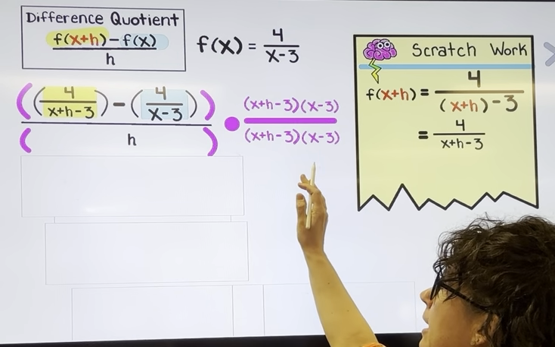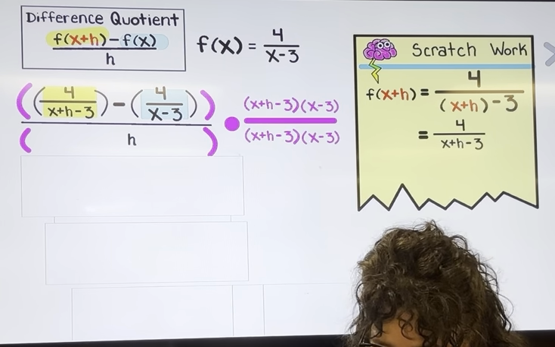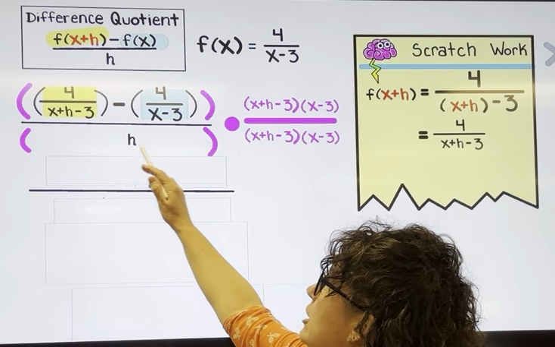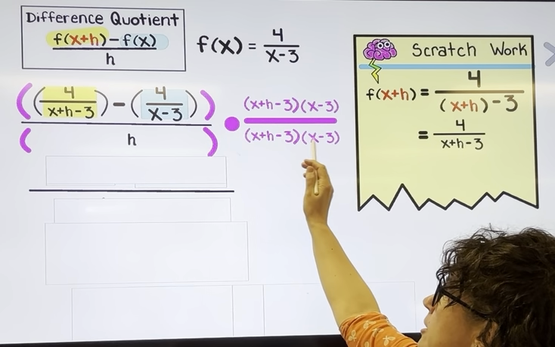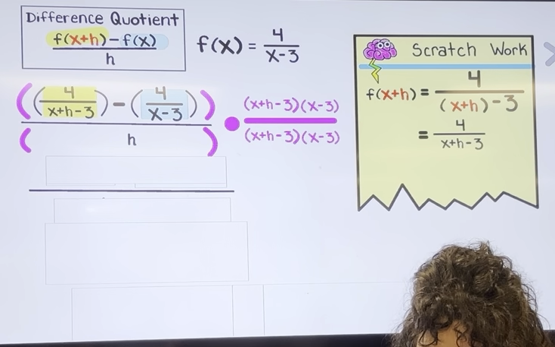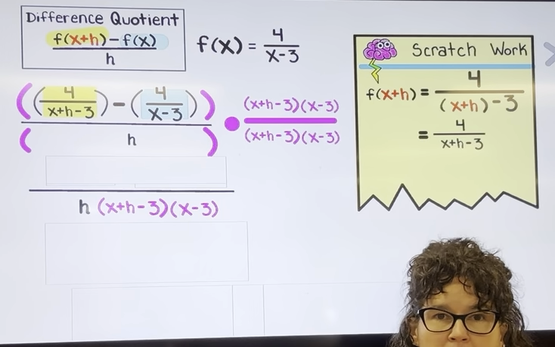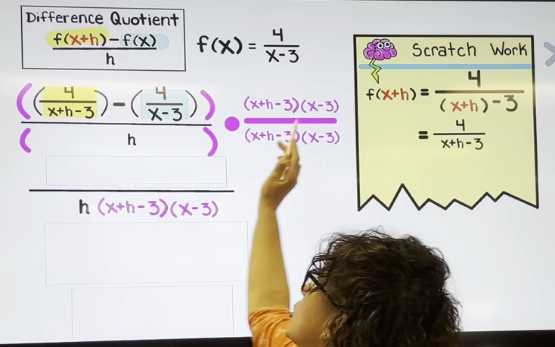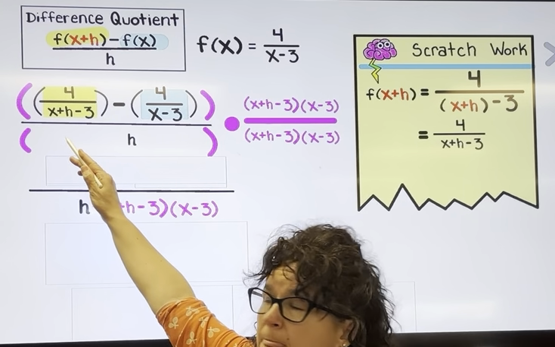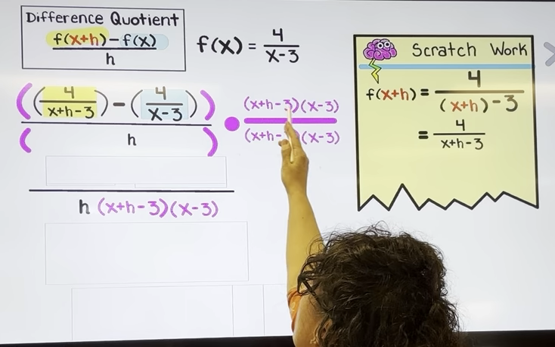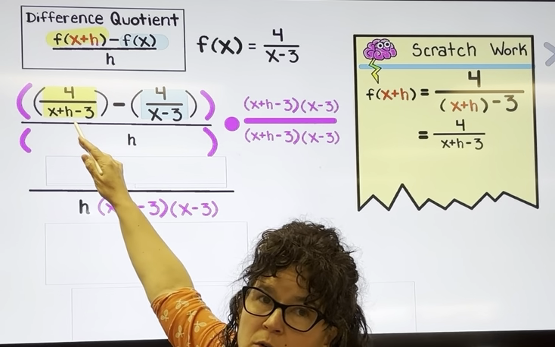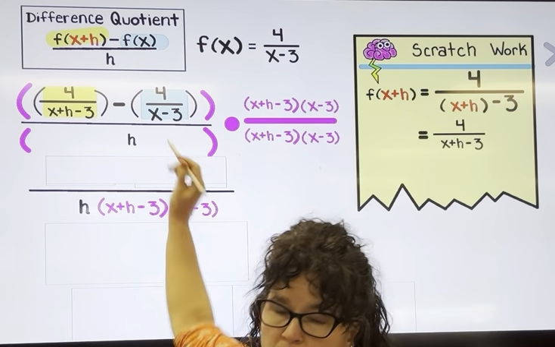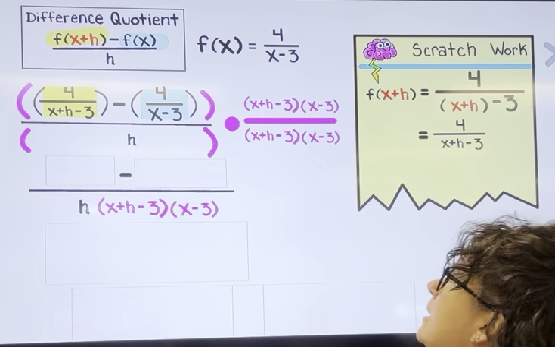When I multiply the denominators together, multiply fractions, multiply across, I have h multiplied by x plus h minus 3 multiplied by x minus 3. So I have all of that in the denominator. But in the numerator, because of the subtraction, I have to distribute. So I'm taking this pink part times the yellow minus the pink part times the blue. So I'm going to pre-put in the minus there.